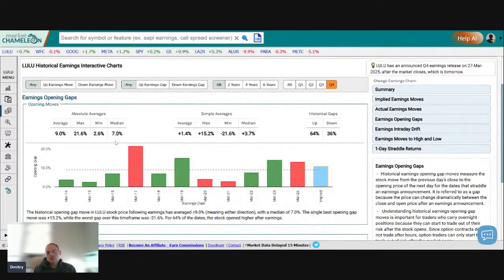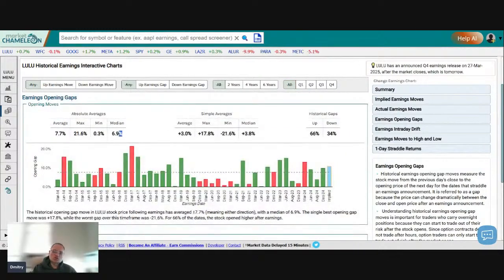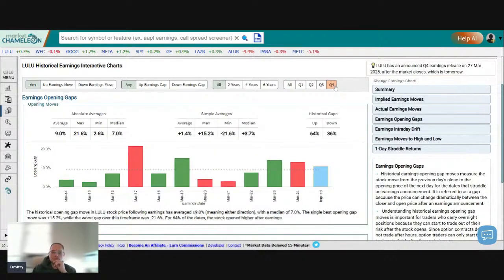So the fourth quarter seems to have averaged a higher magnitude of moves on average. Let's check the median. The median here is 7% versus 6 points, so similar on that front. But let's go back to the fourth quarter. We get to see the range is as high as on the upside 15.2%, biggest down move 21.6, median move 3.7. The up move still exceeded the down move, 64% versus 36.